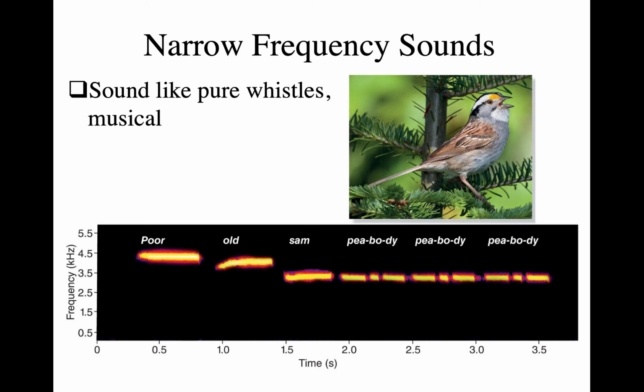So for example, a bird like this white-throated sparrow that we've been seeing all winter, they're beginning to really sing now. They produce vocalizations that have been described as saying, "Poor old Sam, Peabody, Peabody, Peabody." But notice how line-like, dash-like each of these are. So each part of the phrasing really represents a very narrow range of frequencies. And so when you hear a white-throated sparrow, it has a very pure whistle, a very musical type of vocalization.